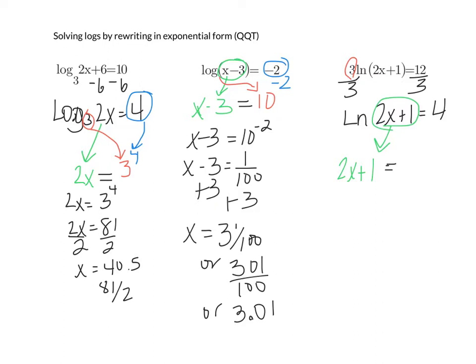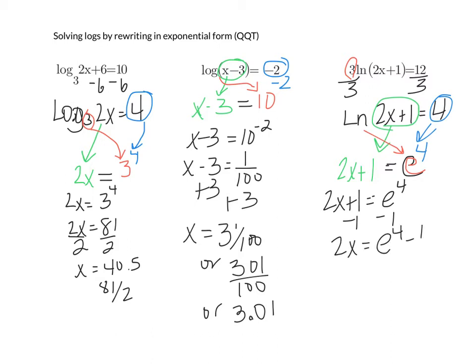equals, what is the ln? Log base e. So there's my base e, and to the exponent, which is what the log equals, the 4. So I have 2x plus 1 equals e to the 4th. Subtract 1. 2x equals e to the 4th minus 1.